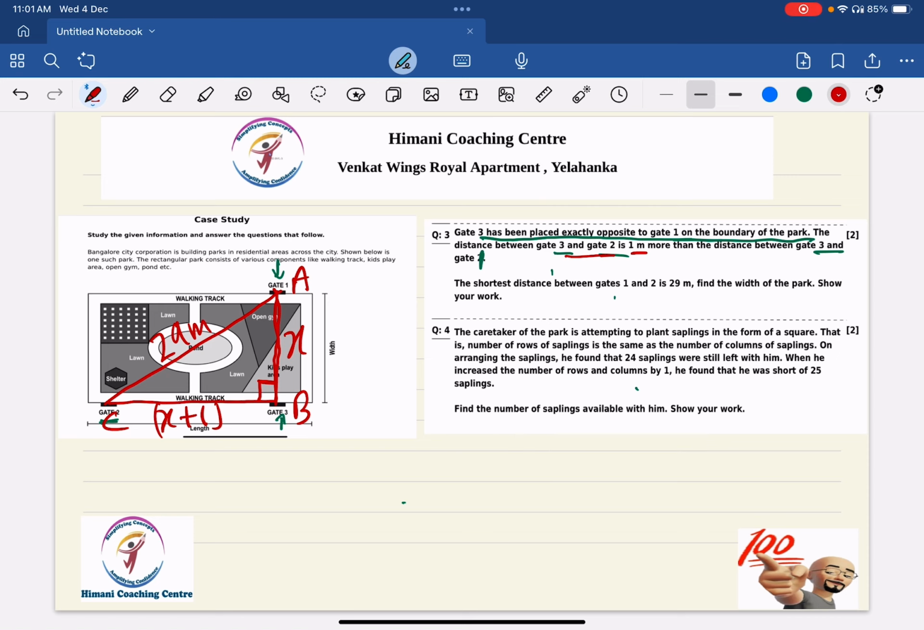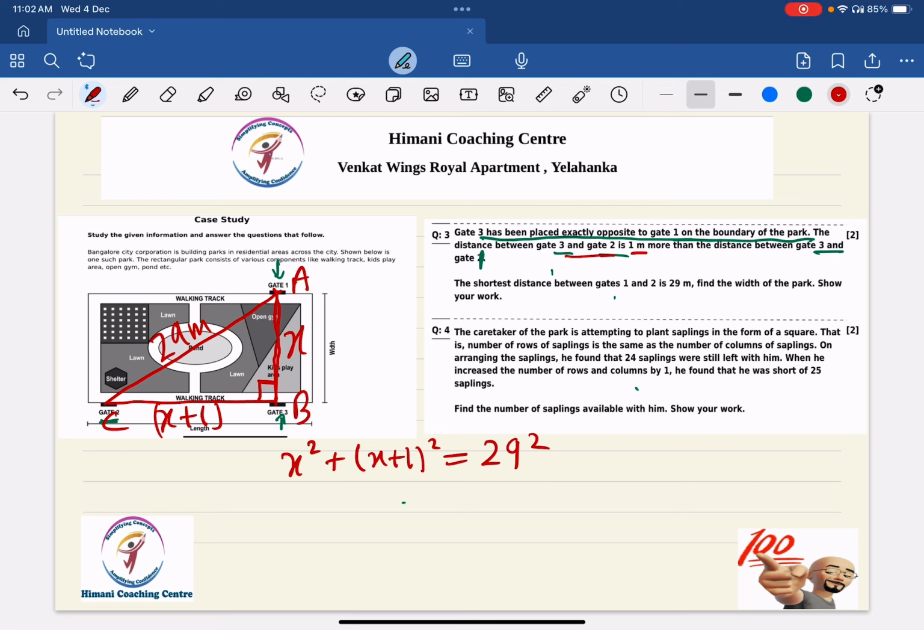You have learned distance and displacement. So here we are putting AC, that is the shortest distance. What is displacement? Shortest distance between initial and final position. Now we have to find the width of the path. That is very simple. We have to find x. Once you have understood this, we just have to apply Pythagoras theorem. According to Pythagoras theorem, we should have x square plus x plus 1 square equal to 29 square.